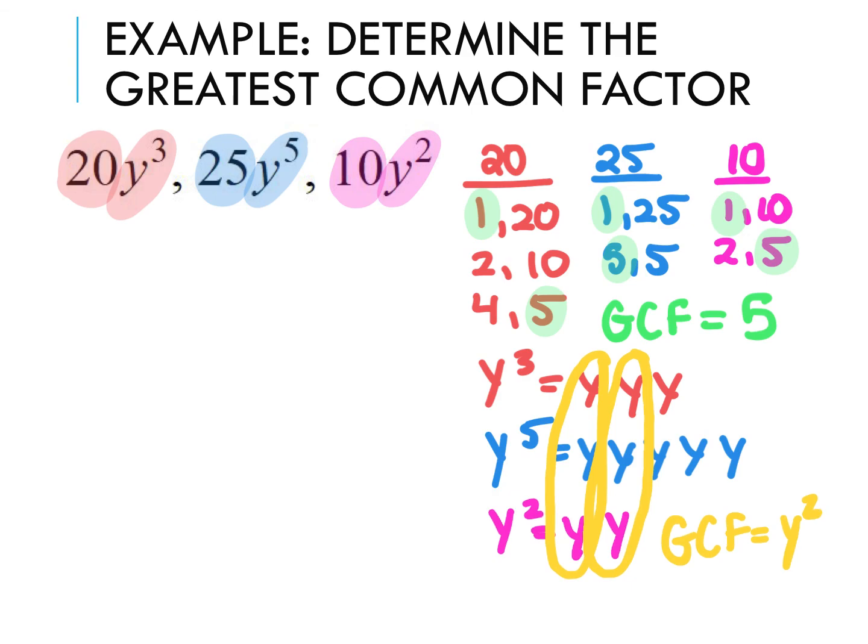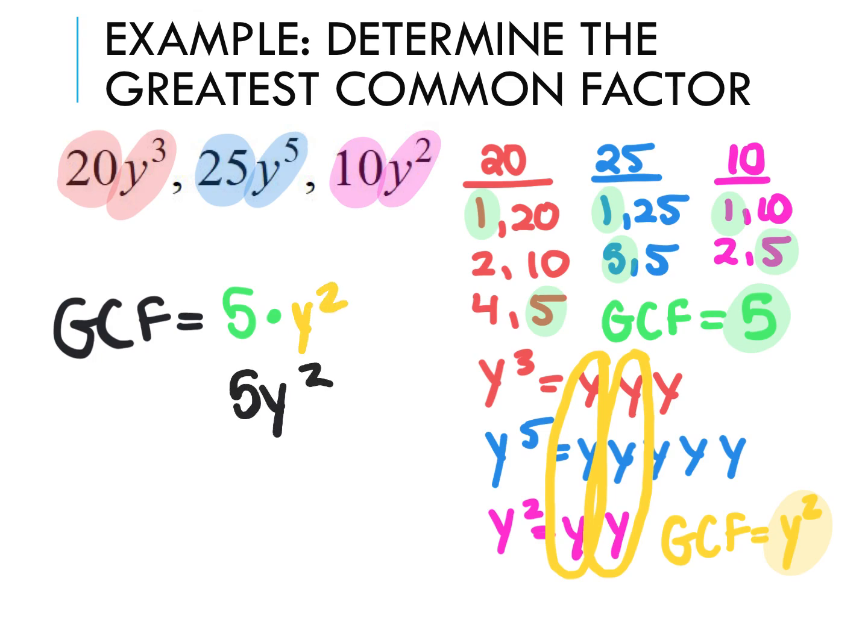So now when I put this together to list my greatest common factor, I have the greatest common factor of the numbers, which is 5, times the greatest common factor of the variables, which is y squared. So my greatest common factor is 5y squared.